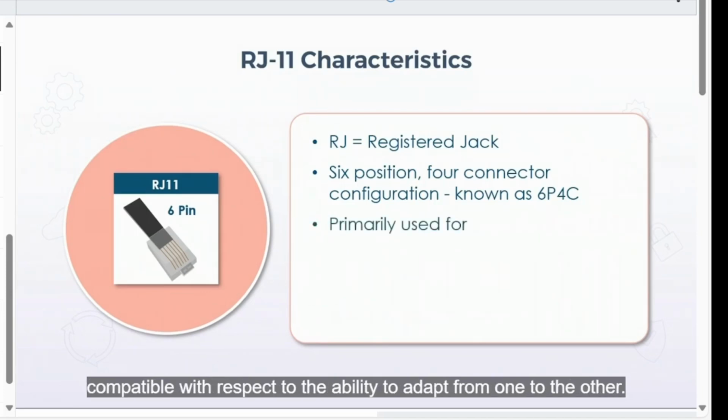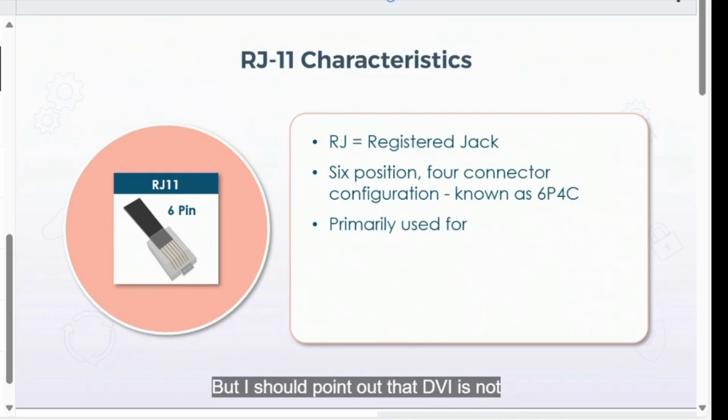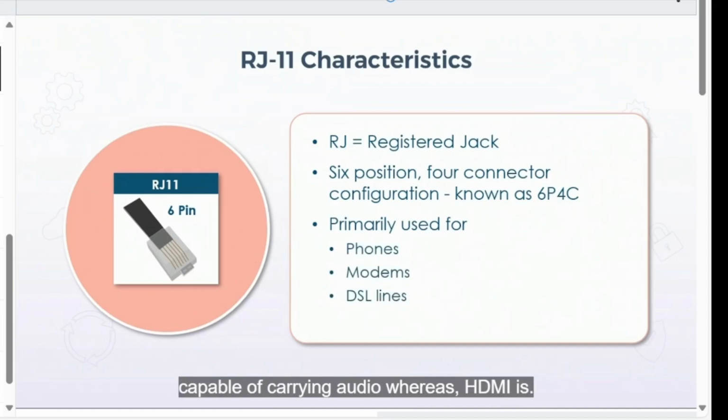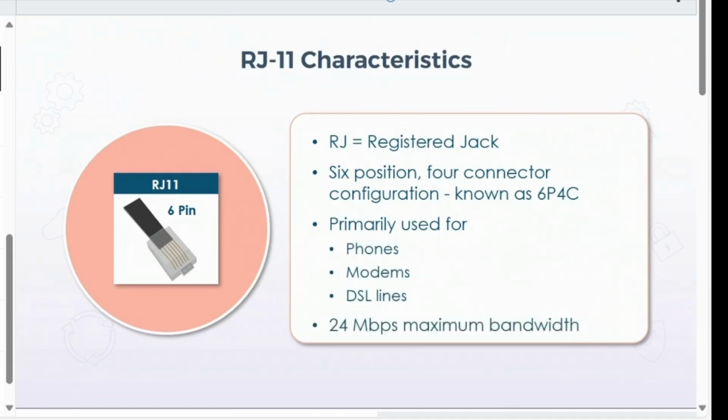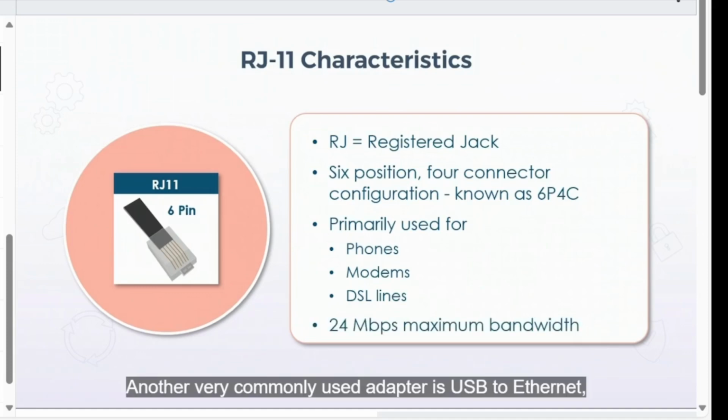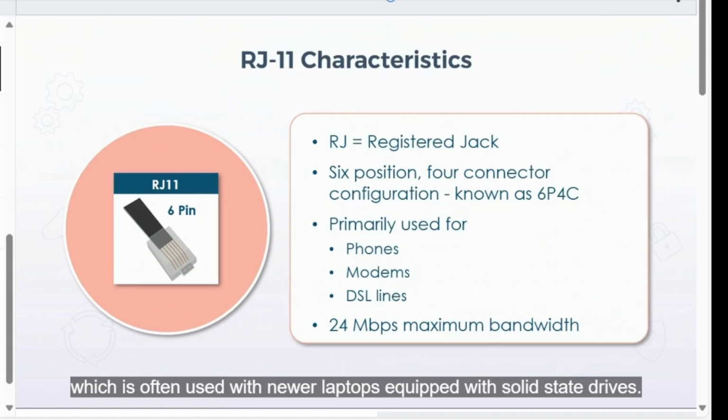But the most common applications for the RJ11 connector in a 6P4C configuration were standard phone lines, modems, and DSL internet. But the cable itself with that connector was limited to a maximum bandwidth of only 24 megabits per second, so it quickly fell out of use for DSL when DSL itself surpassed that speed.